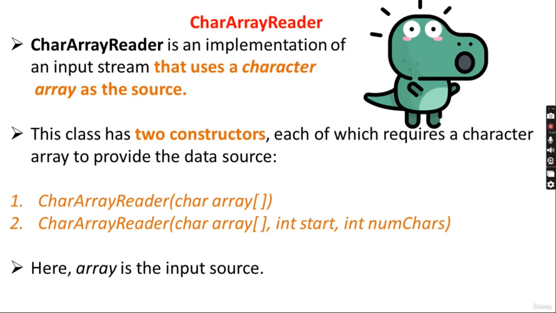It will have the same output that we have seen in the previous example. Then next is CharArrayReader. CharArrayReader is an implementation of an input stream that uses a character array as the source. In brackets we will have the character array over here. This class has two constructors, each of which requires a character array to provide the data source: CharArrayReader(char array[]) and CharArrayReader(char array[], int start, int numChars). Here, array is the input source.